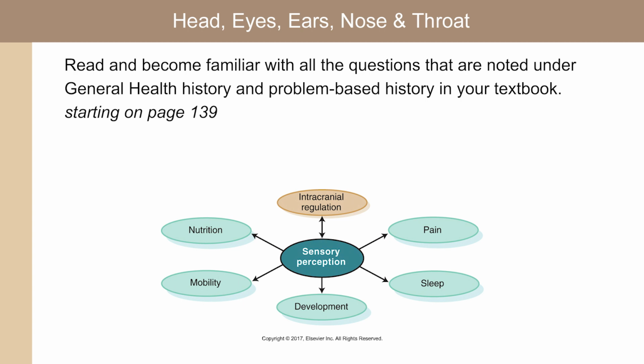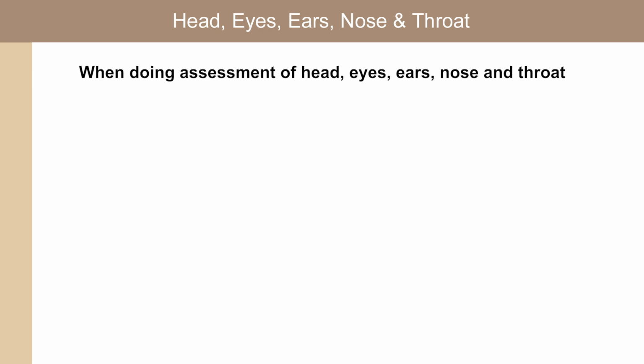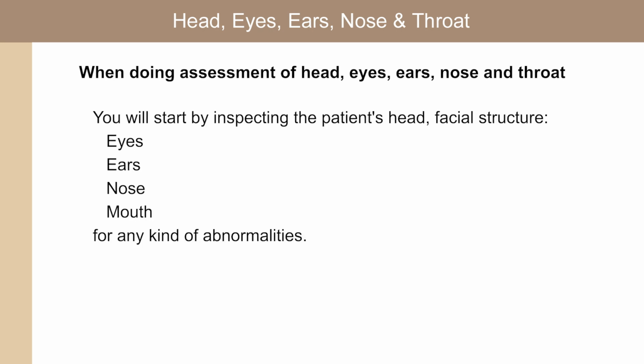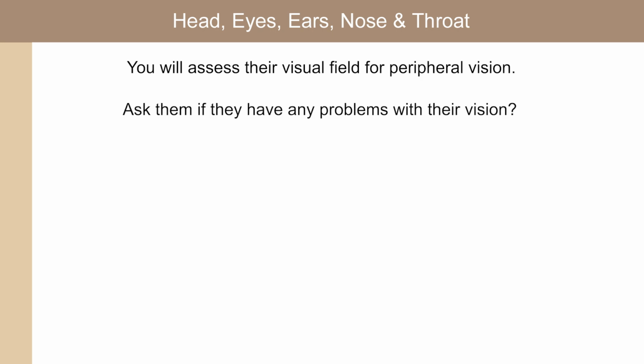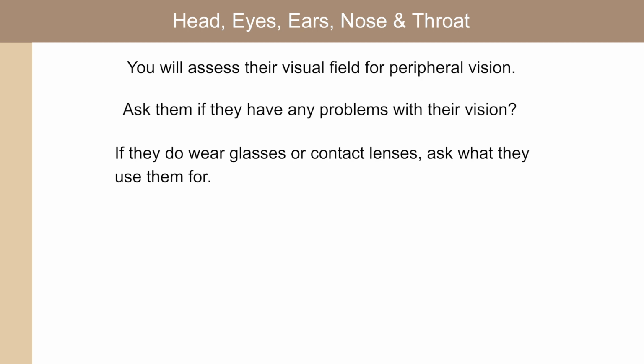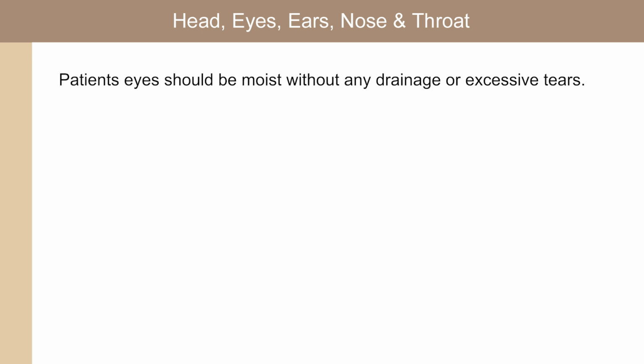When doing assessment of head, eyes, ears, nose, and throat, you will start by inspecting patient's head, facial structure, eyes, ears, nose, mouth for any kind of abnormalities. You will assess their visual field for peripheral vision. Ask them if they have any problems with their vision. If they do wear any glasses, ask them what they use those glasses for, or what their contact lenses are for if they're using contact lenses. Patients' eyes should be moist without any drainage or excessive tears.